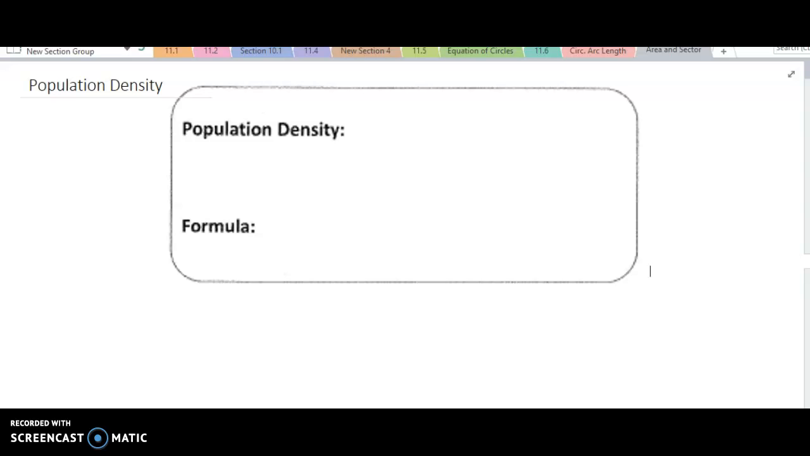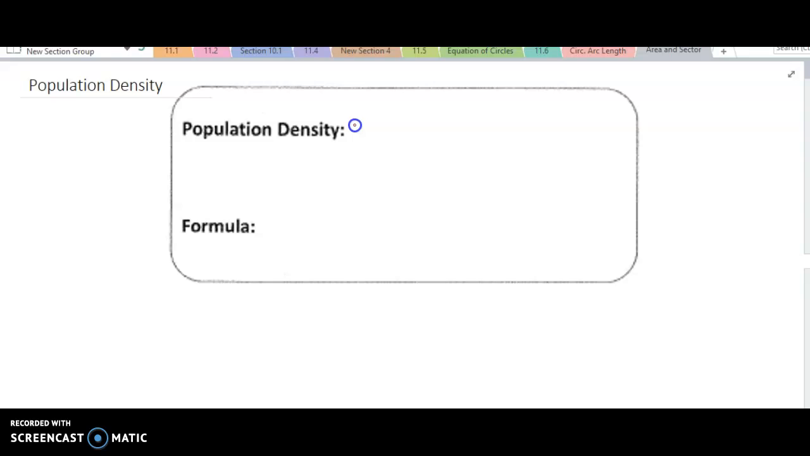Alright guys, so this is the video for this half sheet paper about population density that you'll paste into your interactive student notebook. And it's not very hard at all, but it is different, and so I felt that we needed to go over it. Alright, so first of all, what is population density?